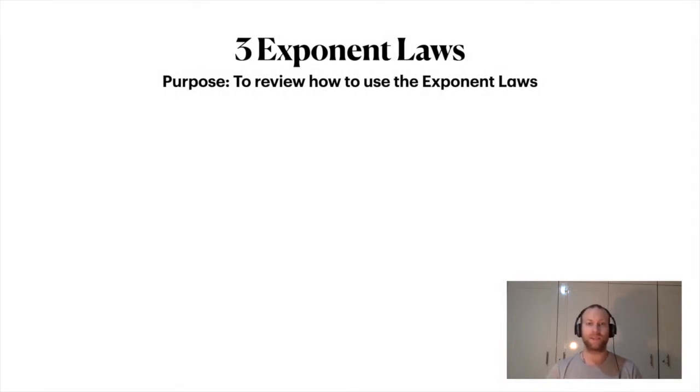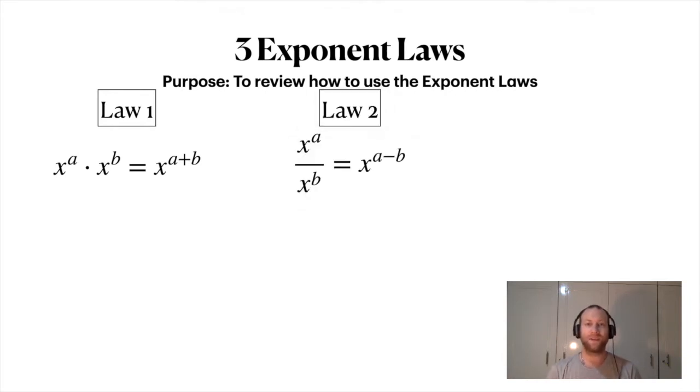The 3 exponent laws. The first one, also known as the product law: if you have 2 exponentials with the same base, in this case x, then you're simply going to add the powers together. So if you're multiplying, you just add the powers together, pretty straightforward. The second one is the quotient law, quotient meaning you're dividing. Again, if you have the same base, x, then you take the power of the top exponent minus the power of the bottom exponent.